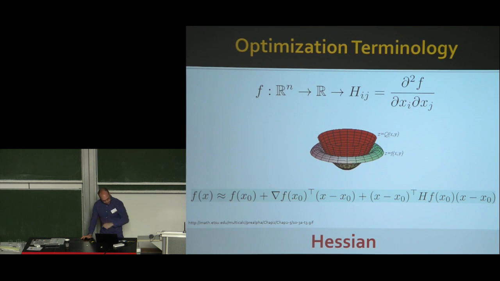And then finally, if I compute second derivatives of my function, then no longer am I approximating with a plane, but I'm approximating with a bowl shape. And so the matrix of all your second derivatives is called a Hessian. Typically if your Hessian is positive definite, and you're at a critical point, then you're at a local minimum, right?